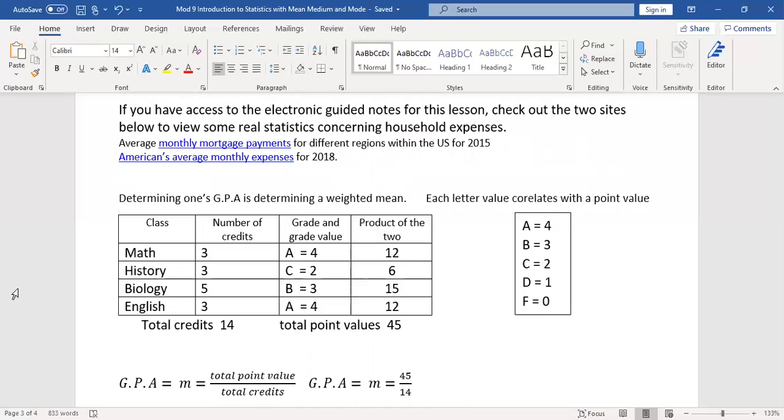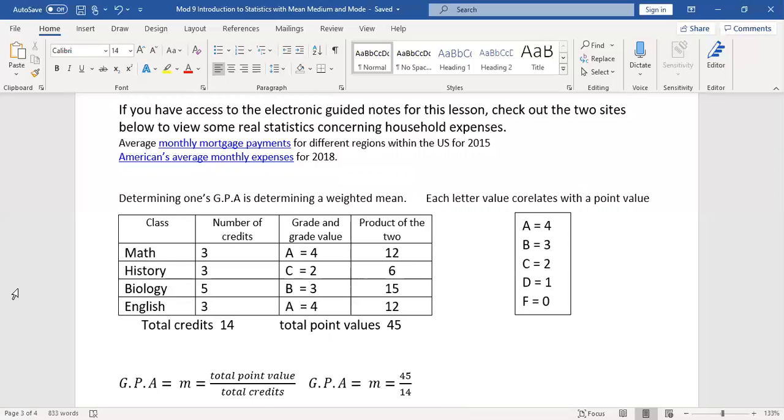For history, if you got a C, you would have to multiply the 3 times the 2 to get 6, the total points for history. Now, biology is a 5-credit-hour class, and you get a B in that, let's say, so 5 times 3 is going to give us 15 points. And then English is a 3-credit-hour class, and it looks like this person got an A. So 3 times 4 is going to get this situation a 12.